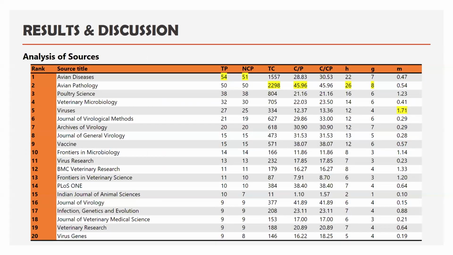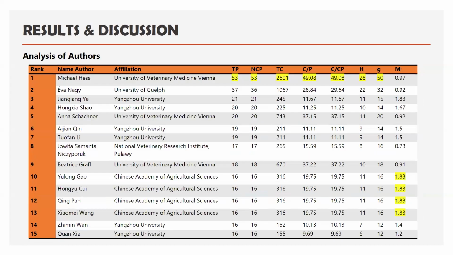Analysis of the sources: Avian Diseases ranked first in terms of total publications, while in terms of citations per publication, H index and G index, Avian Pathology ranked first. Analysis of the authors: Michael Hess from the University of Veterinary Medicine, Vienna, contributed a lot by publishing 53 articles, either as sole author or in collaboration. He ranked first in total publications, total citations, citations per publication, H index, and G index.